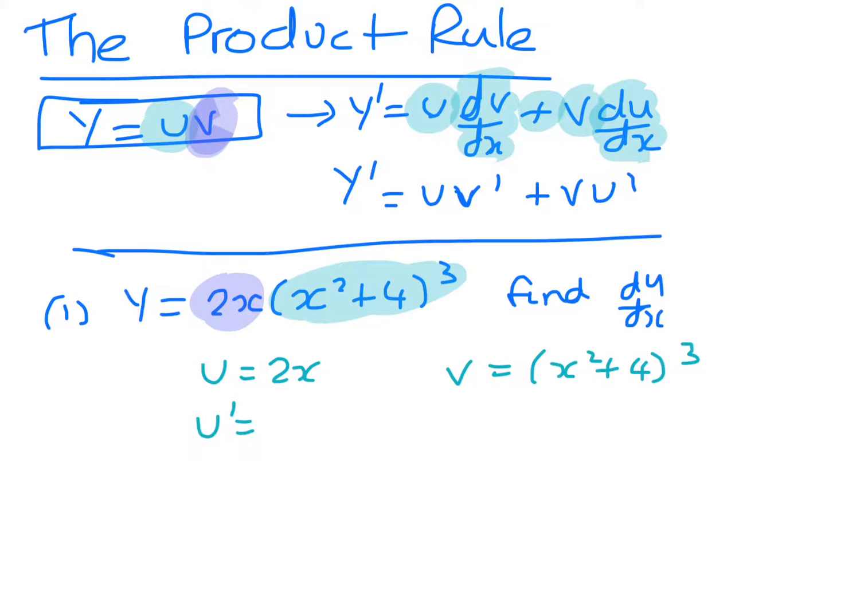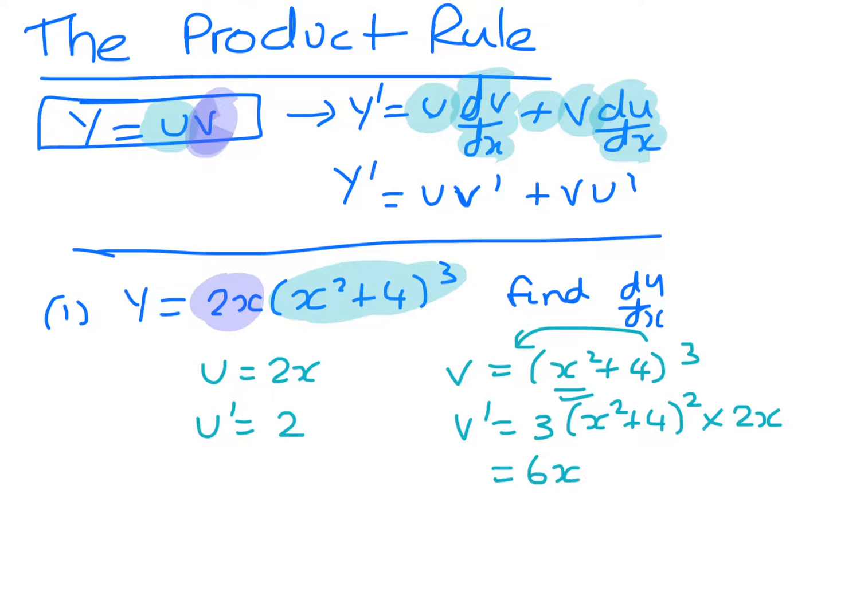So if you differentiate the u, you get 2. Differentiate the v, you get 3, so you bring the 3 down because this is the chain rule: (x squared plus 4) to the power of 2 times the derivative of x squared, which is 2x. So 2 times 3 is 6. So it's 6x (x squared plus 4) to the power of 2.